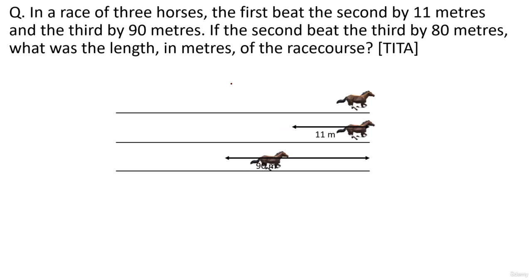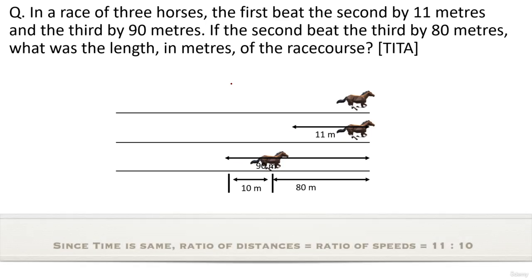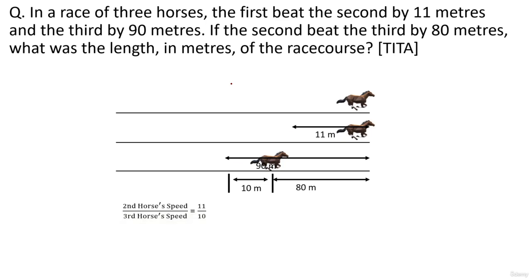So in the time in which the second horse covers 11 meters, the third horse covers how much? 90 minus 80, 10 meters, right? In the same time, these two horses cover distances 11 and 10. That means the ratio of the distances is 11 is to 10. Time is the same, so the ratio of speeds will also be 11 is to 10. So the ratio of speeds of the second and the third horses is 11 is to 10.